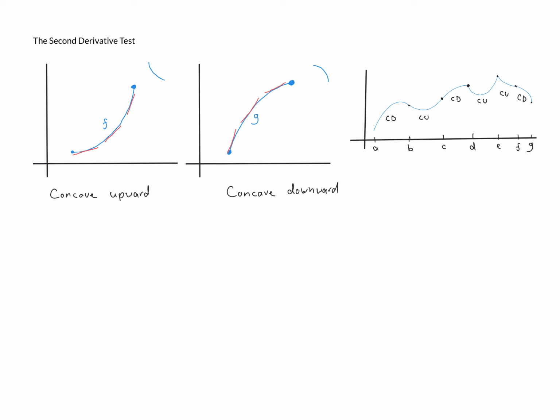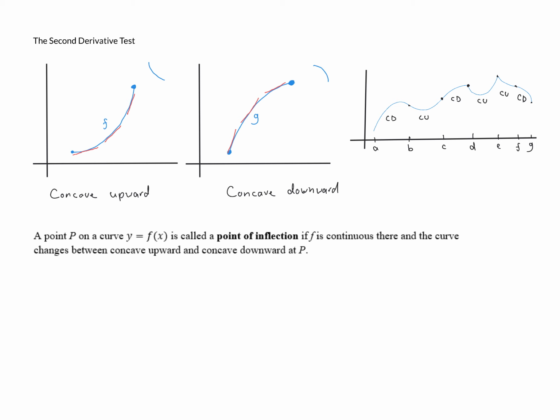Now I've drawn in the points where it changes concavity between concave upward and concave downward, and we have a name for those points. Those are called points of inflection. All right, a point P on a curve, y equals f of x, is called a point of inflection if f is continuous there and the curve changes between concave upward and concave downward.